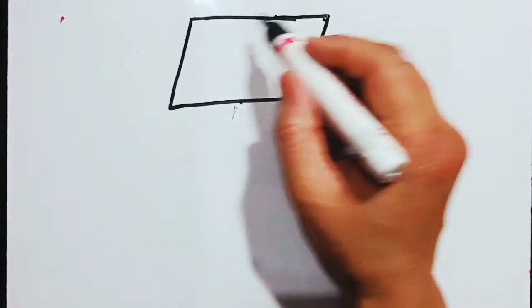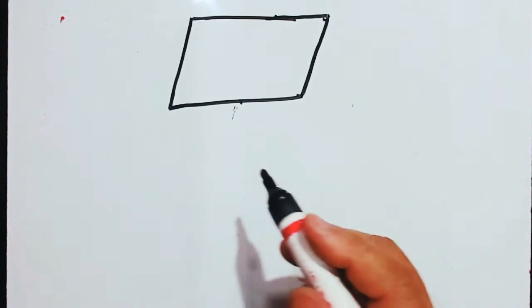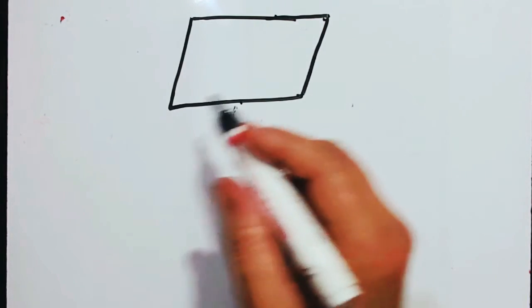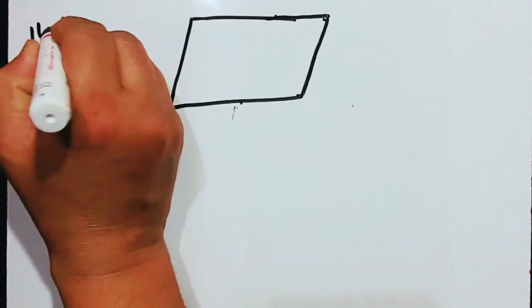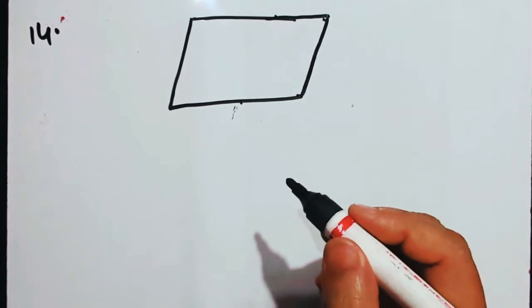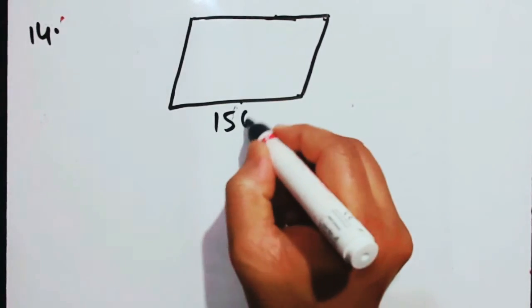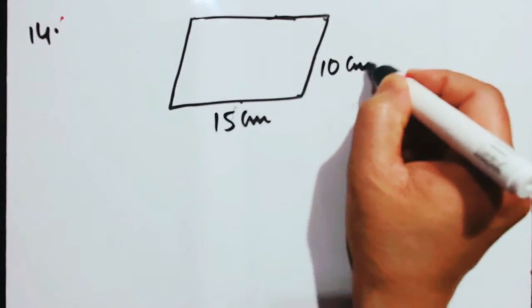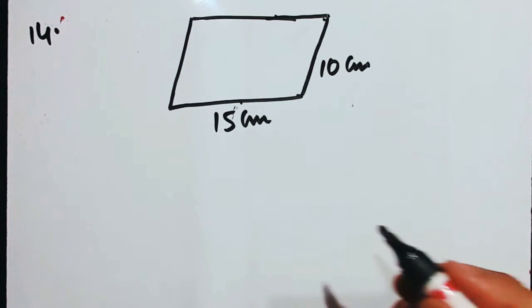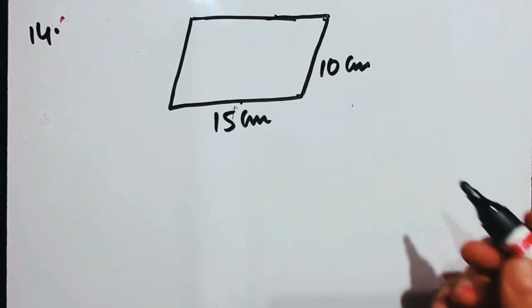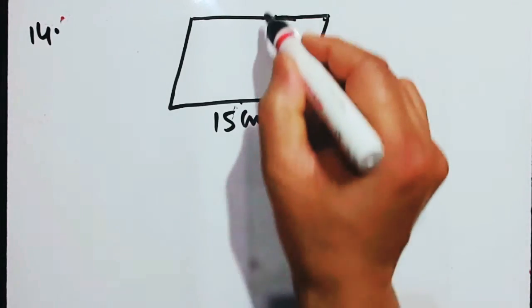No need to go that way. Come on. These two are the adjacent sides. Number 14 says, the adjacent sides are 15 centimeter and 10 centimeter. If the distance between the longest side is 6 centimeter, so naturally these are the longest sides.